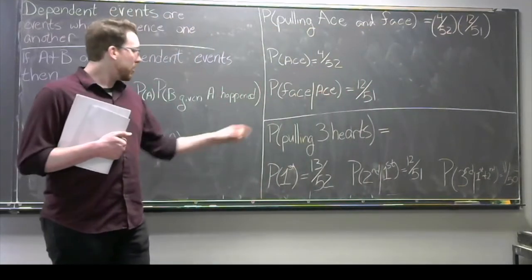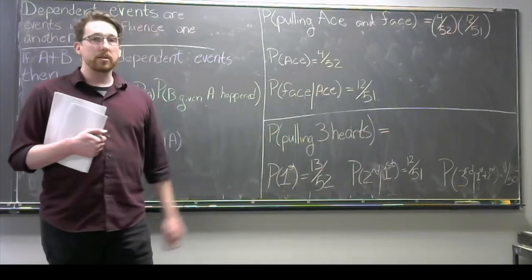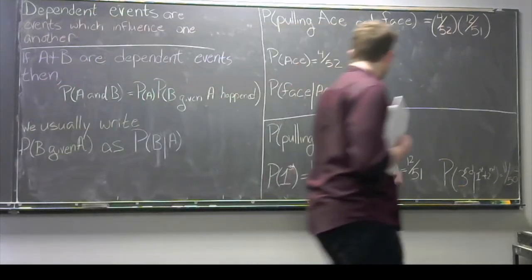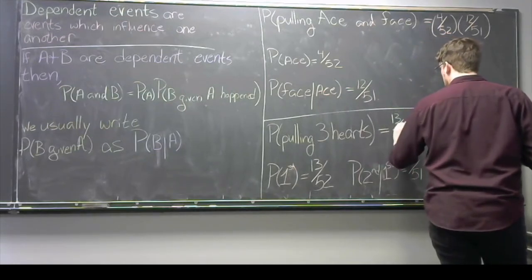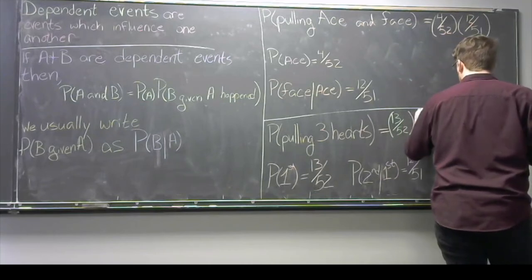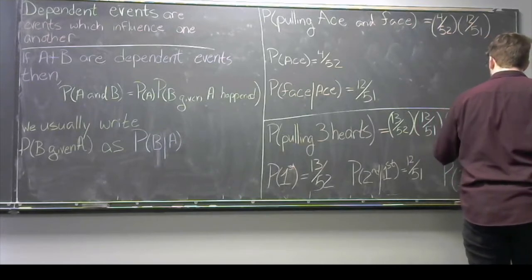So that means the probability of pulling all 3 hearts is going to be 13 over 52 times 12 over 51 times 11 over 50.